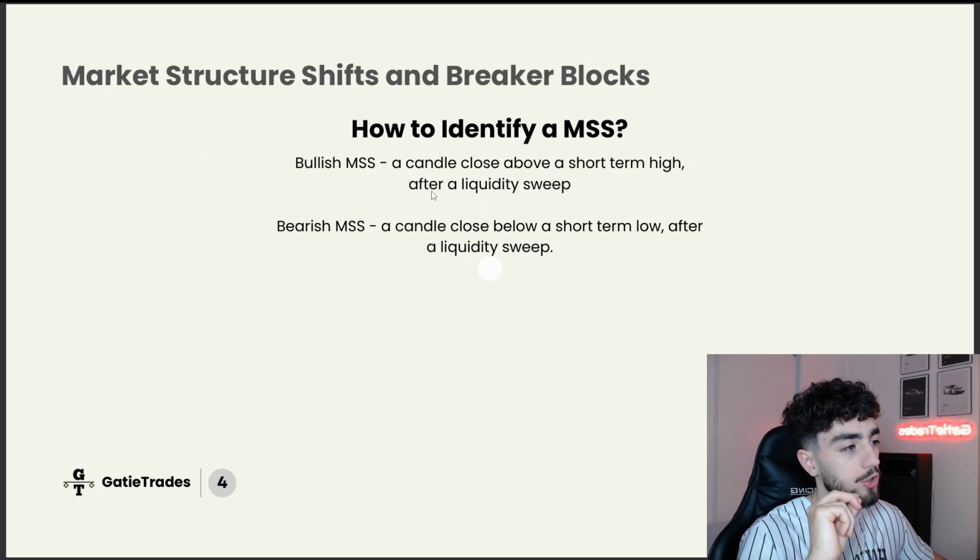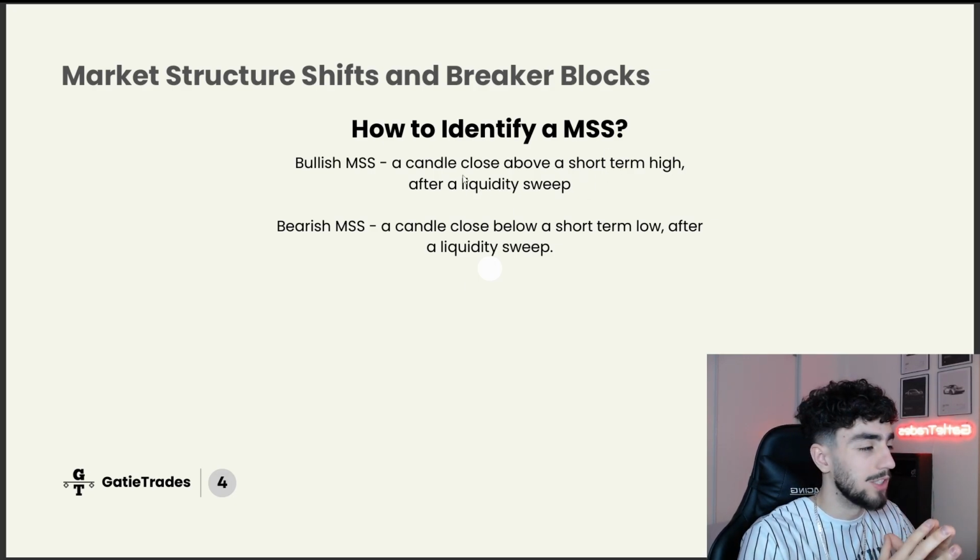So a bullish market structure shift is a candle closure above a short-term high after liquidity has been taken. Like I said, if you haven't watched the video on liquidity, you need to watch that first. So once we close above a short-term high after liquidity has been taken, you have a market structure shift.